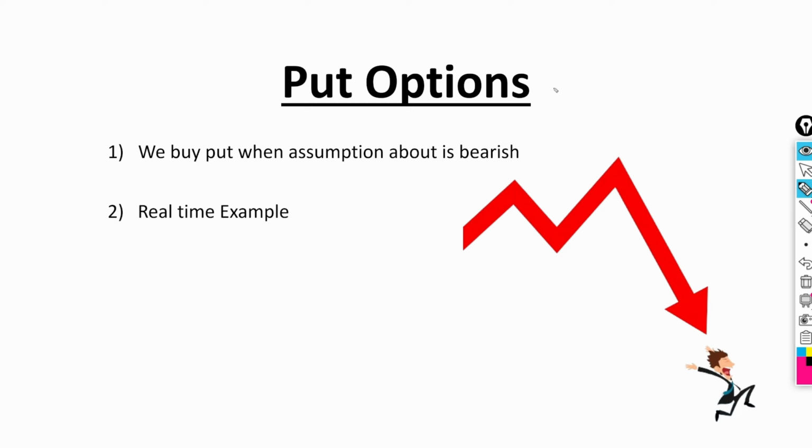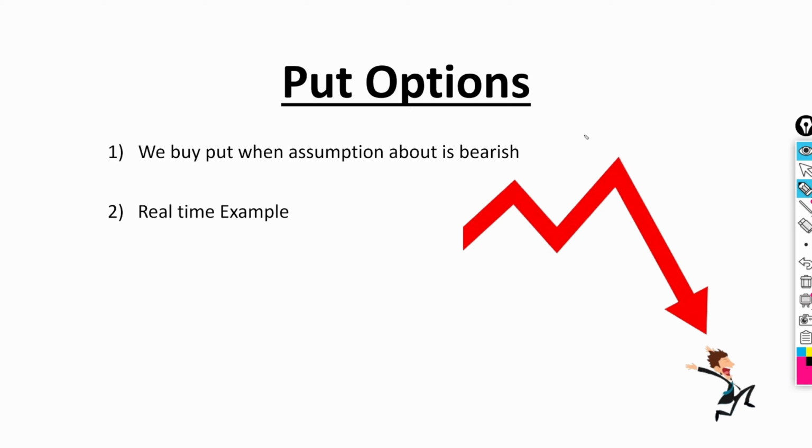In this video, we will understand what a put option is and how we can use the put option in our trading. I don't want to go into the standard definition of the put option because that is of no use. Basically, we buy the put option when our assumption about the market or a particular stock is bearish. That means if the particular stock or the market is about to go down, if you buy a put option, you will get a benefit from it.